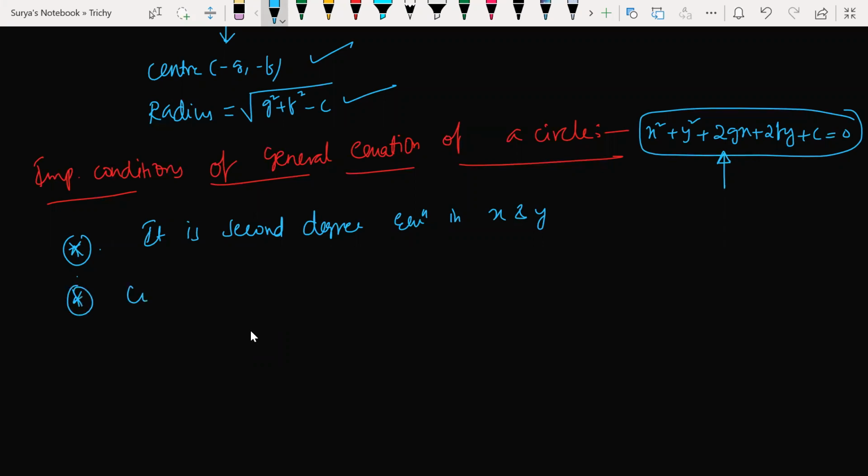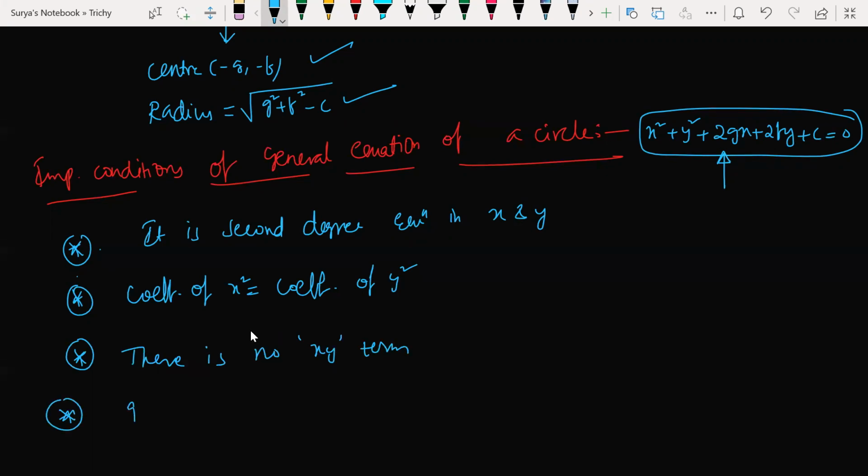Second condition is what? Coefficient of x square should be equal to coefficient of y square. I'm writing somewhat roughly. Please try to understand and just copy this. Now there is no xy term. ठीक है, there is no xy term. ठीक है, now here g square plus f square minus c, what exactly does this represent here? Radius, right? This should be greater than 0.